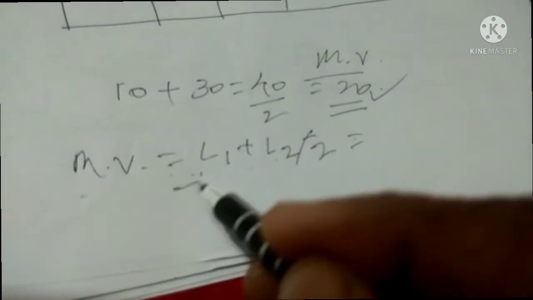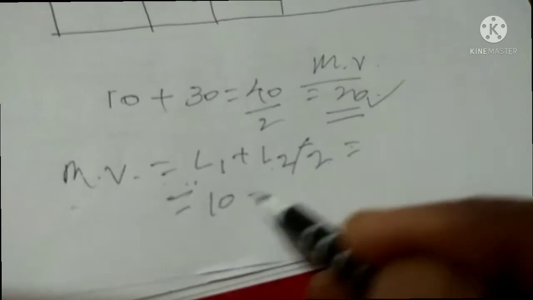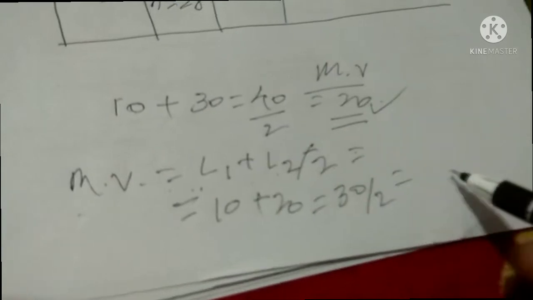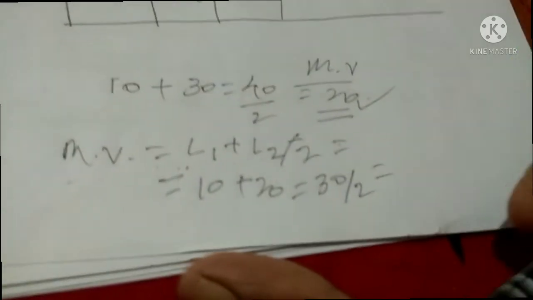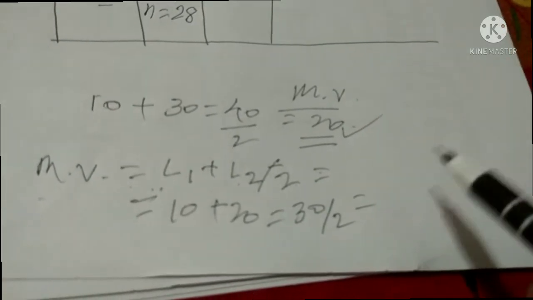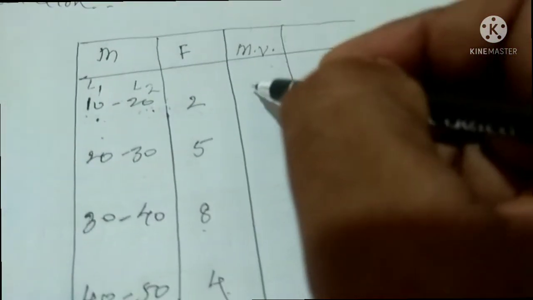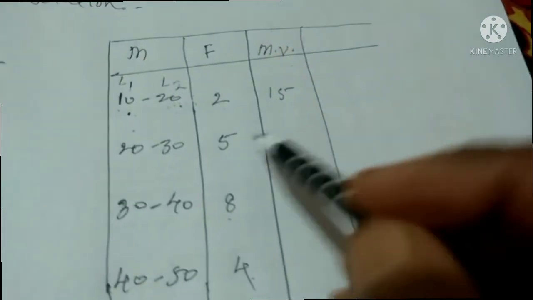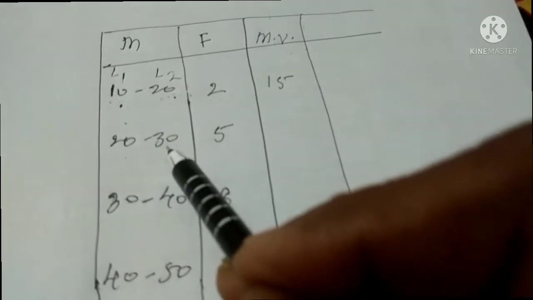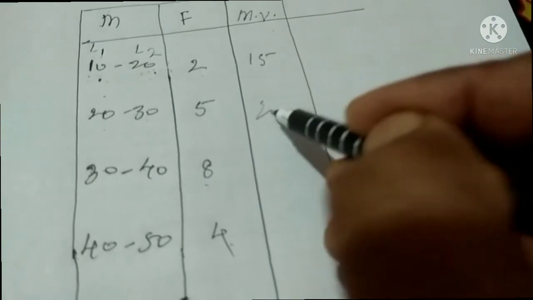So we have to put the values here. L1 is 10 and L2 is 20, equal to 30 divided by 2. So every addition of L1 and L2 is divided by 2. Then we will get 15. So write here 15. Again 20 and 30. 20 plus 30, 50. The half value of 50 is 25, means divided by 2.